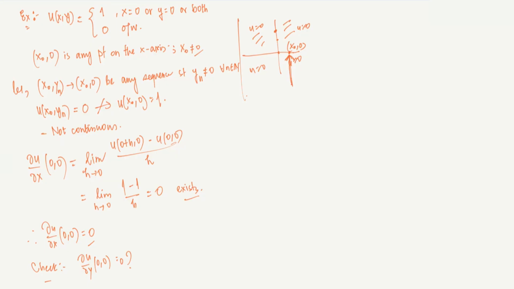Now the main important part here is this. In this case, the partial derivative of u with respect to x exists, with respect to y exists, but the function is not continuous. So basically just the existence. Please remember this thing: just the existence of partial derivatives is not enough to guarantee continuity.